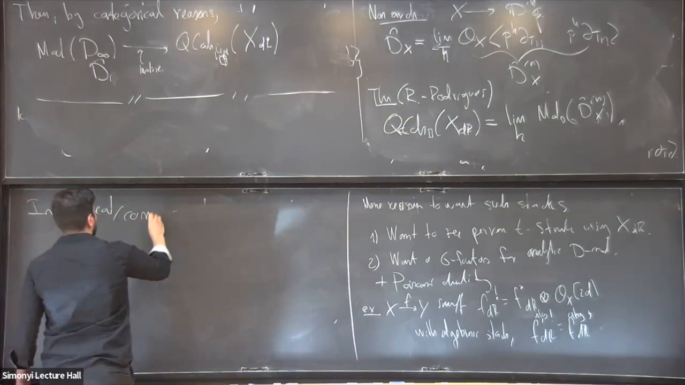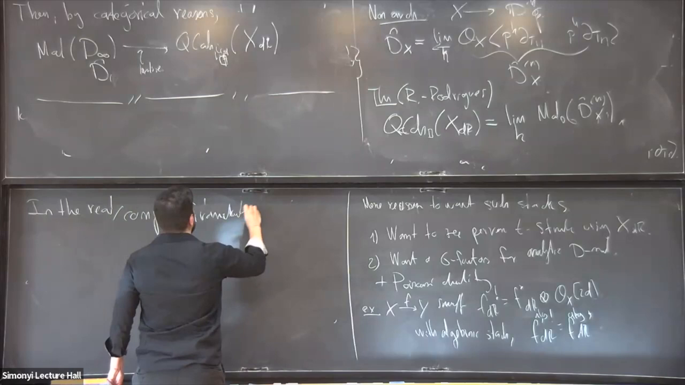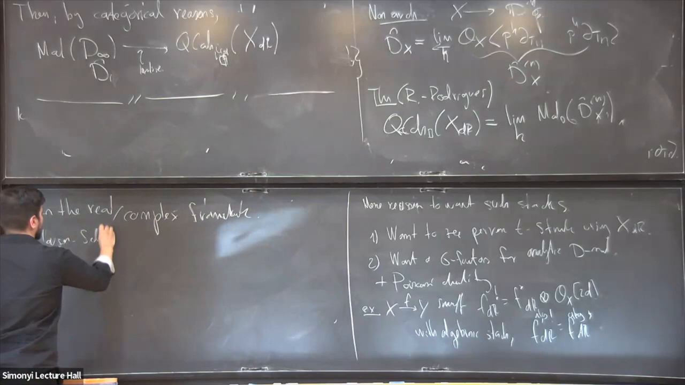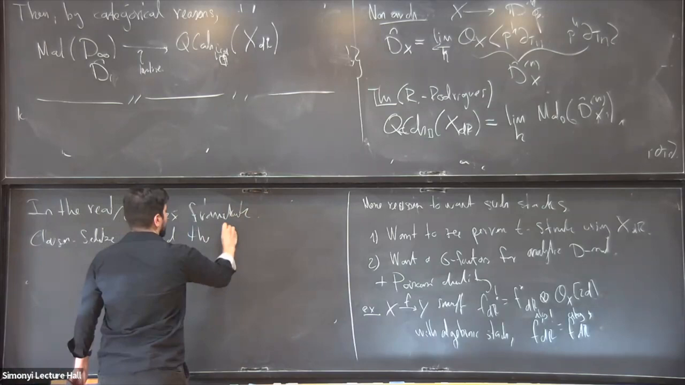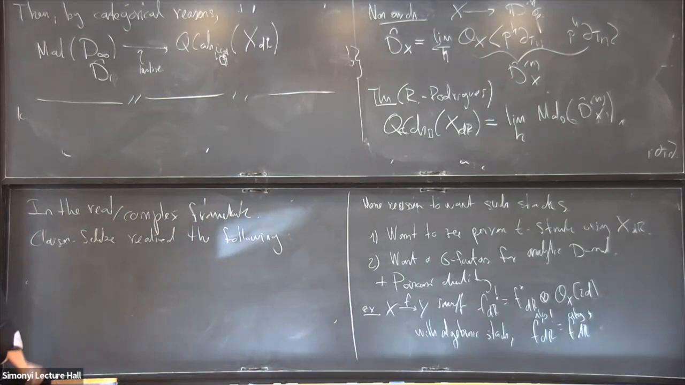In the real complex framework, Clausen and Scholze realize the following. You have X, your analytic space over C, over the reals. Let's say again, it's more fun.